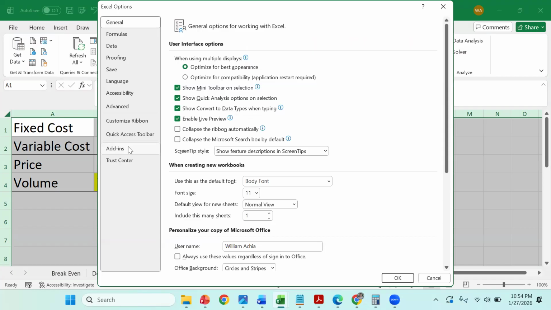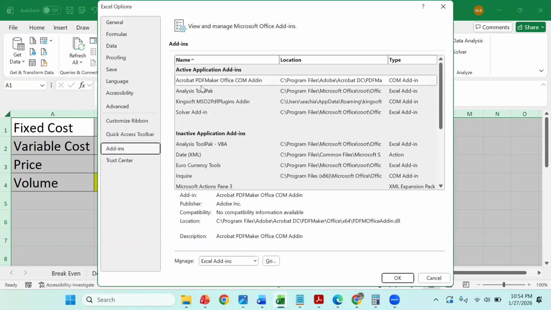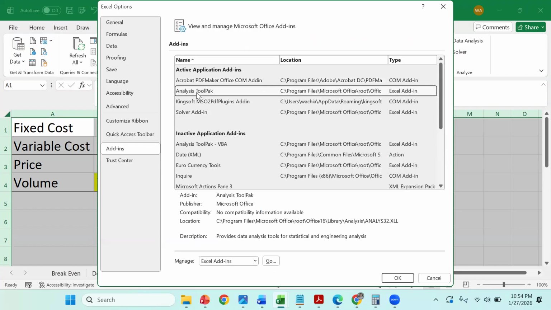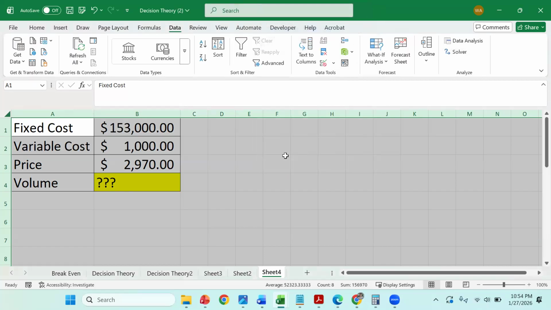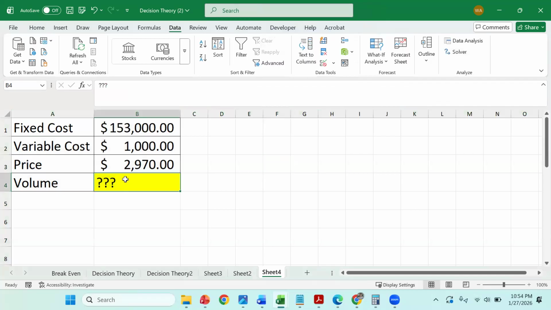And when you click on that, it should bring up your Analysis ToolPak. You click on that Analysis ToolPak, click on Go, and look for Solver. Click on that and say OK, and that should bring Solver into your screen. Okay. So now I have Solver here, and Solver is going to walk me through 5 steps to be able to arrive at the solution to this.